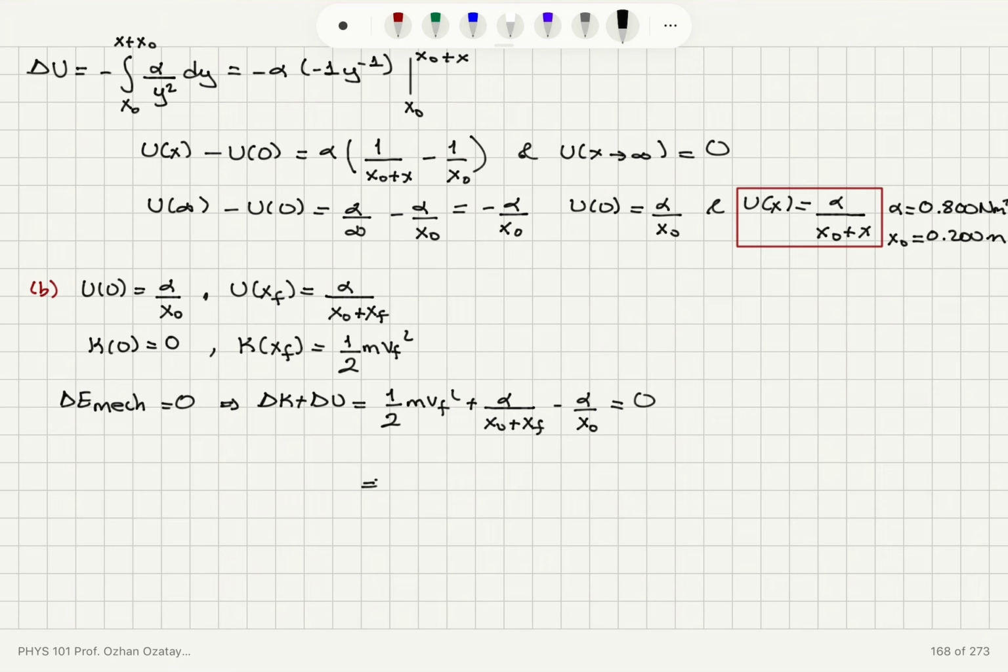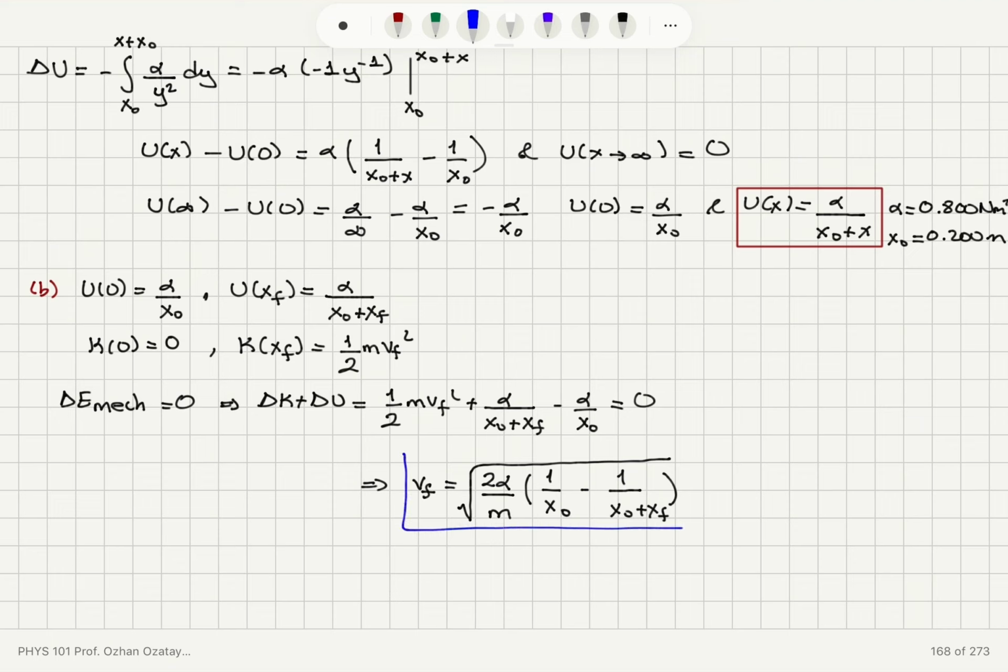So if we solve for v final from this equation, v final can be isolated as the square root of 2 alpha divided by m, parentheses, 1 over x0 minus 1 over x0 plus x final. So this is the symbolic answer for v final at a position x final.